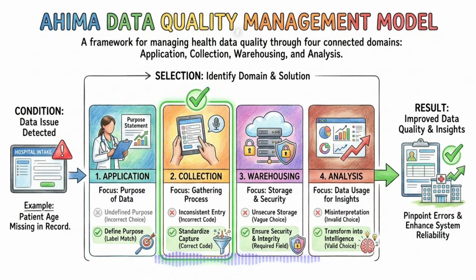To help hospitals maintain this high standard, AHIMA created a famous framework called the Data Quality Management Model. This specific model breaks data management down into 4 distinct areas, which are application, collection, warehousing, and analysis. Application looks at the purpose of the data. Collection focuses on how the data is gathered. Warehousing deals with storage. And analysis covers how the data is ultimately used. Understanding these 4 interconnected domains will help you pinpoint exactly where a data error occurred in the hospital system.